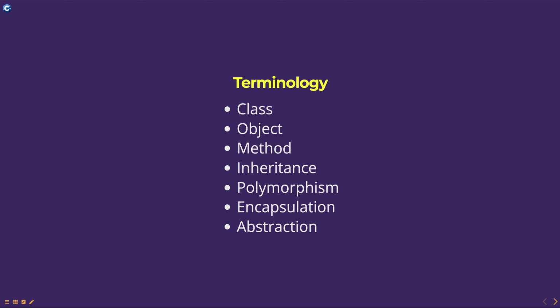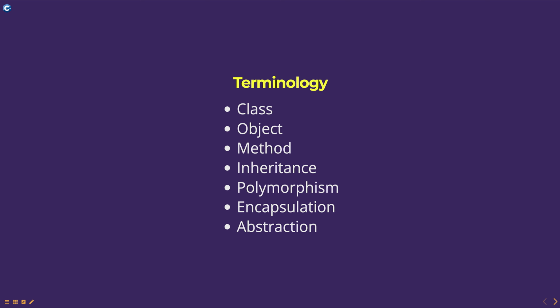A class is a blueprint that defines the properties and methods of objects. In C++, classes are used to model real-world objects and their interactions. An object is an instance of a class. An object has its own state and behavior and can interact with other objects by sending messages to them.